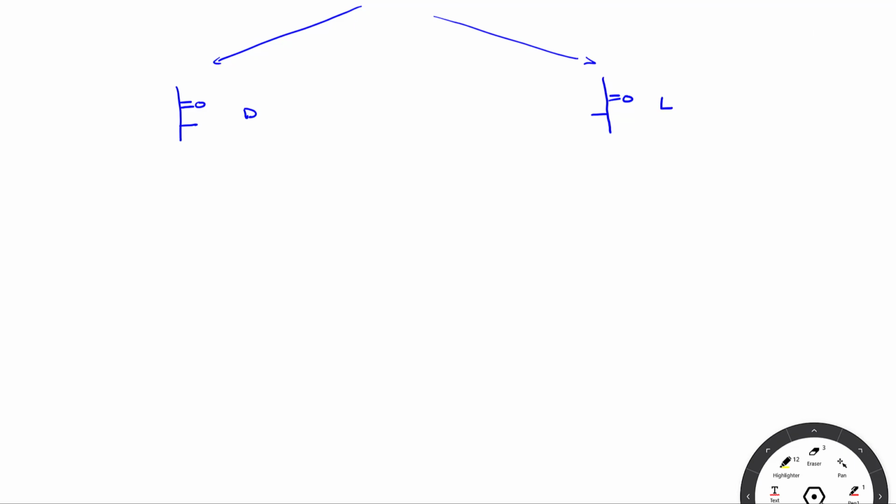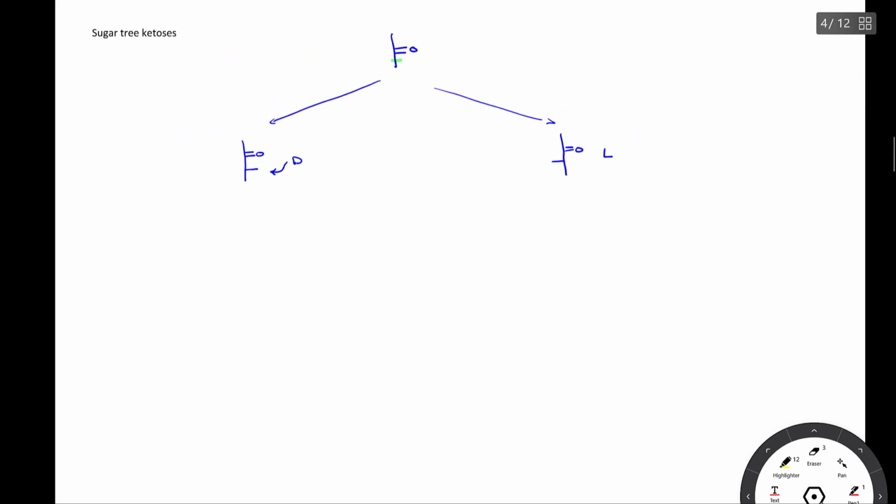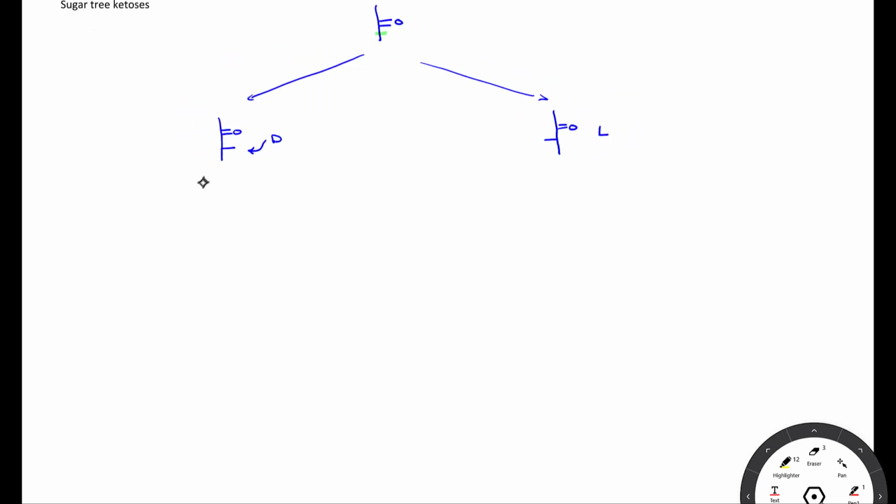That first designation, this group here, that's telling you it's D or L, and then from that we draw all the other ketoses. Okay, so we're going to branch out like this. Now, you recognize that this is a tetrose already. This will be a pentose, and then we'll have hexose down here.